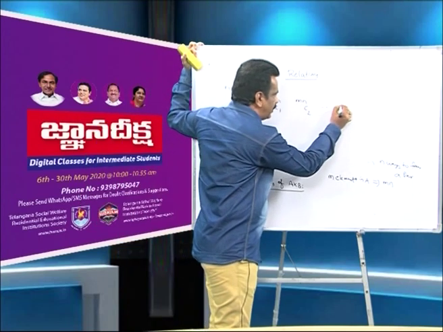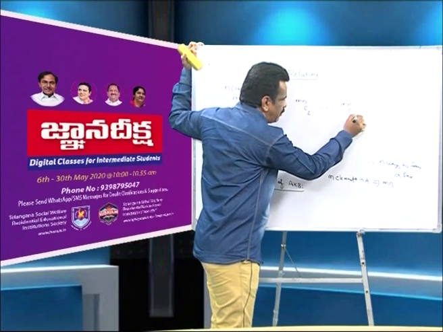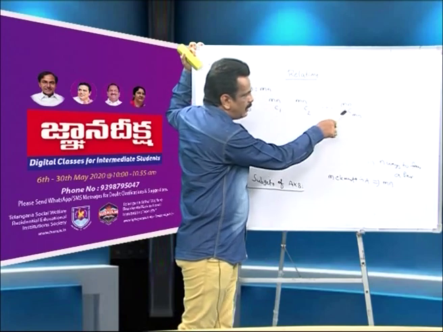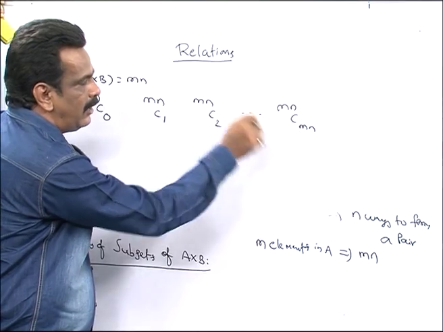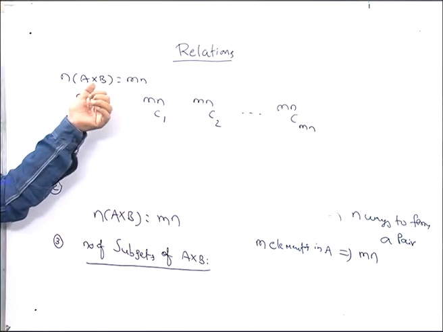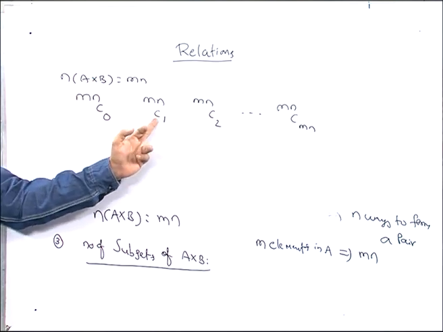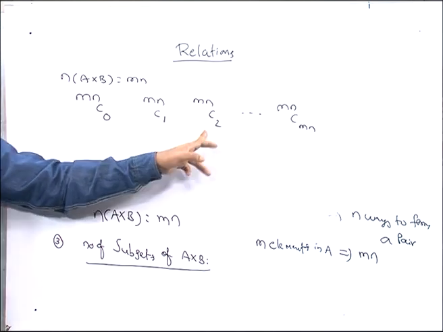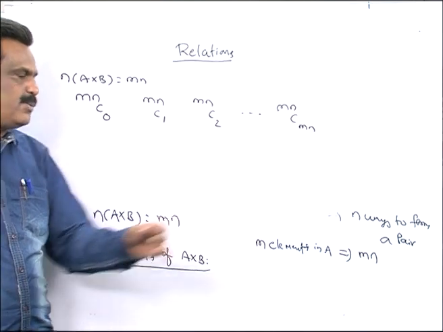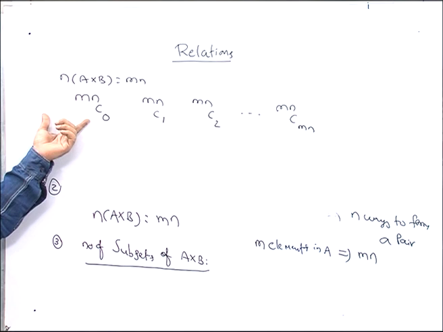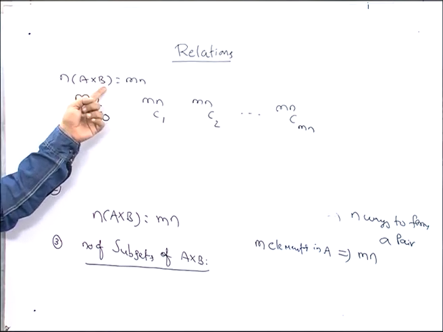It goes like that. mnCmn, if you write, is the number of subsets containing all the elements. See here, while taking a part of A cross B, that may be a subset with no element, or a one-element subset, or a two-element subset, or it may be an mn-element subset, and we can apply this to find the number of subsets of A cross B.